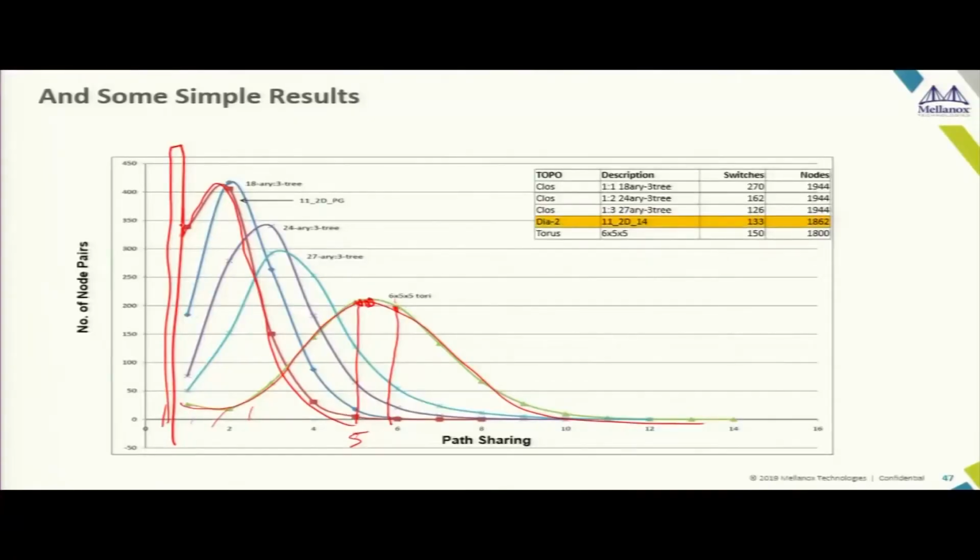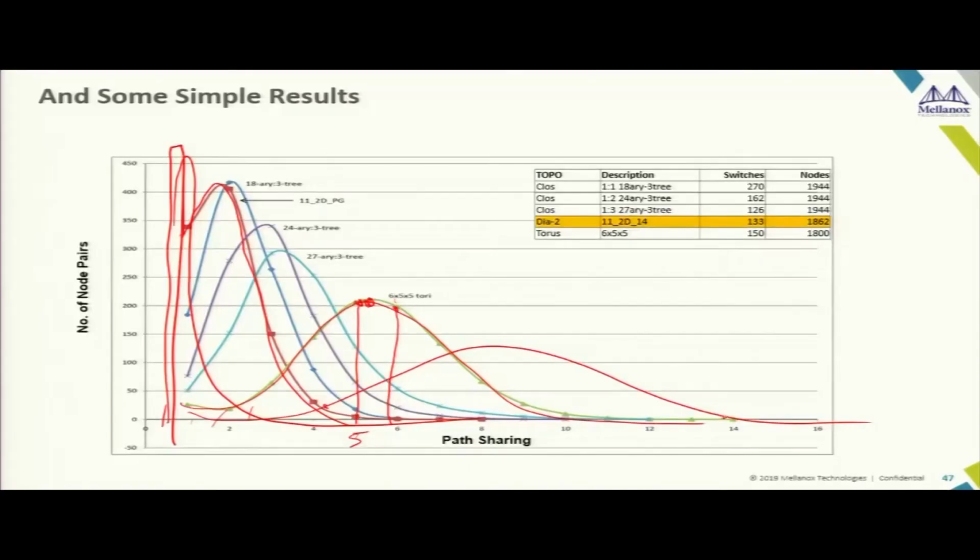So if your topology, when you plot this function, is more sharp like this, it means it has the best bisection characteristics in a network. The more flattened network means it is very distributed: there are many nodes which will experience 4 times oversubscription, many nodes which might even experience 14 times oversubscription.